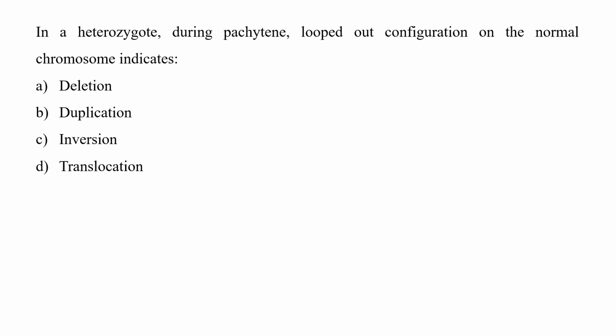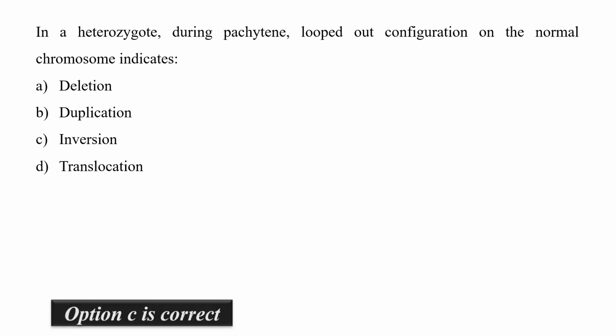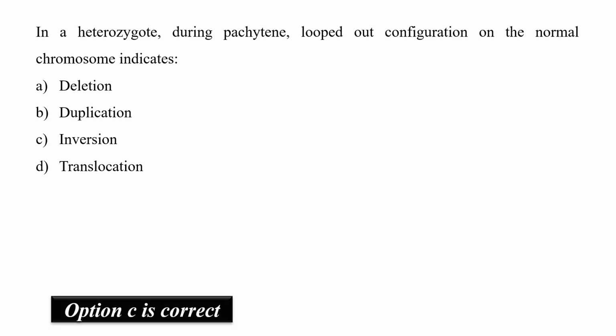Similarly, this occurs during the pachytene stage in meiosis when the inverted and non-inverted chromosomes pair point to point along their length, and during this pairing they have to loop out their configuration. So this indicates inversion. So correct option will be option number C, inversion.